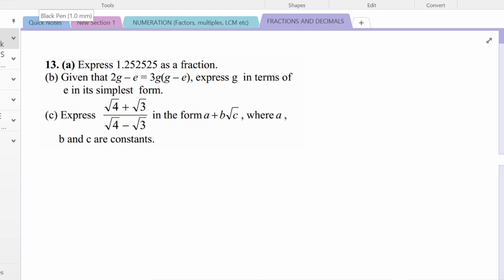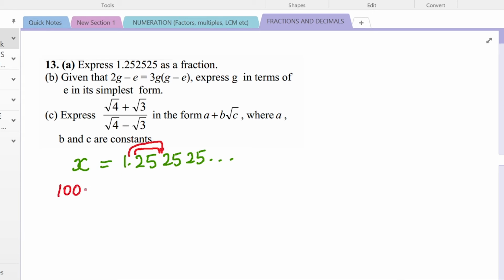So finally, doing the very last number. We're going to do number 13a, 1.252525 as a fraction. Of course, this is like we have been doing before. So we shall say that our value of x here is 1.252525 and so on. Now, the numbers that are recurring are 2 and 5. So because there are 2, we are going to multiply by 100 on both sides so that we are able to move this decimal point to that place.